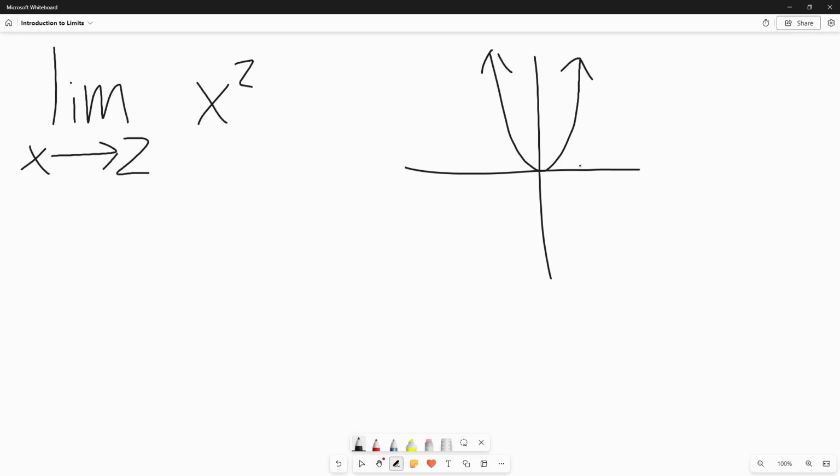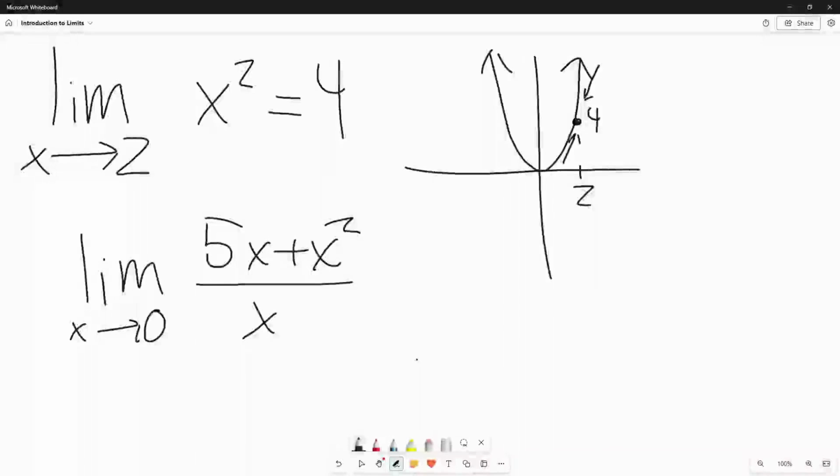So let's say this is 2, and then right here, this is 4. And as x approaches 2 from the left side and from the right side, it goes to the y value of 4. So we say all this is equal to 4. And that's how we evaluate the limit for this.